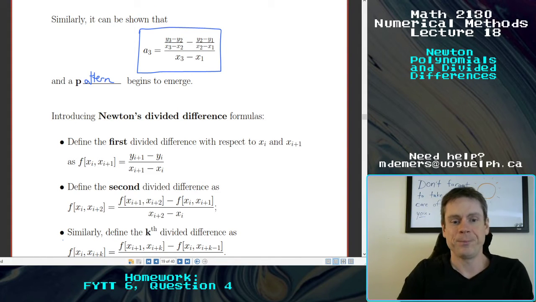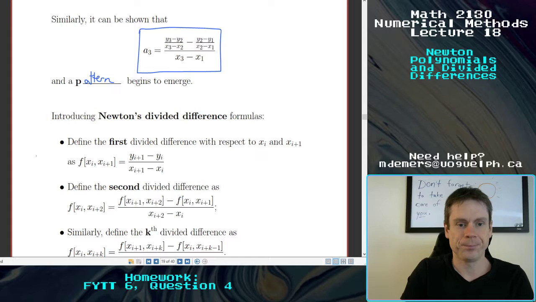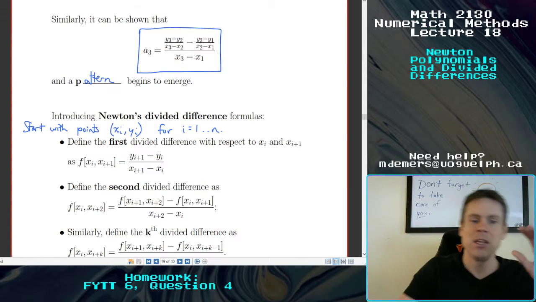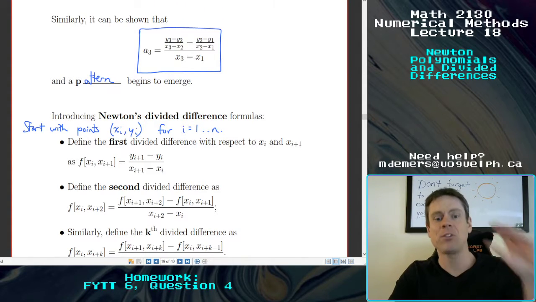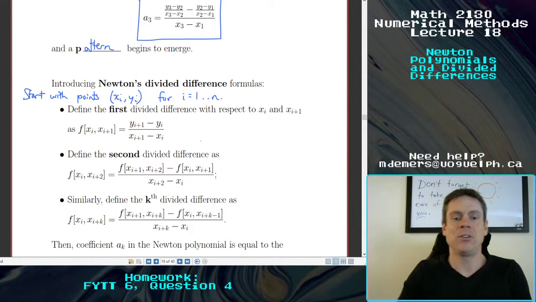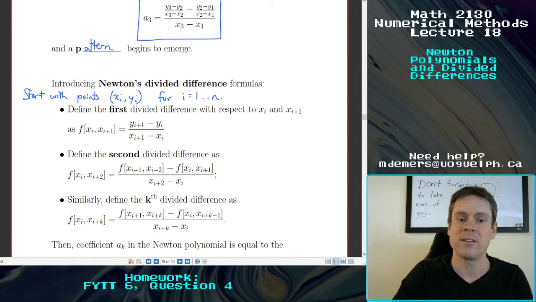So we're going to start with, maybe I'll write this as a first step, points (xi, yi) for i equals 1 through to n. And then once we've got that, you can define the first divided difference with respect to xi and xi plus 1. So these are consecutive y's over consecutive x's.